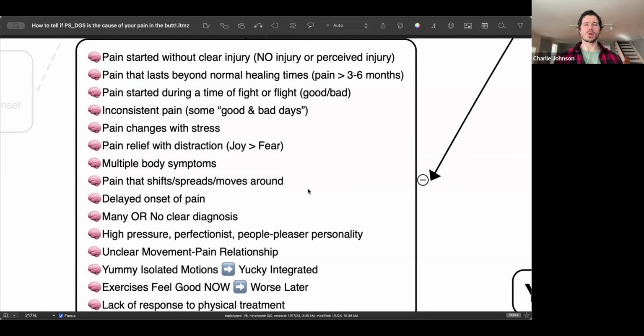Do you have pain that shifts, spreads, or moves around? And again, for usually unknown reason. Hey, it was on the right side, and now I don't know why, but now it's on the left side. And now it's here, and now it's there. And now it was in my butt, but now it's in my back, and now it's in my mid-back. This is weird. Delayed onset of pain, kind of like I alluded to earlier.